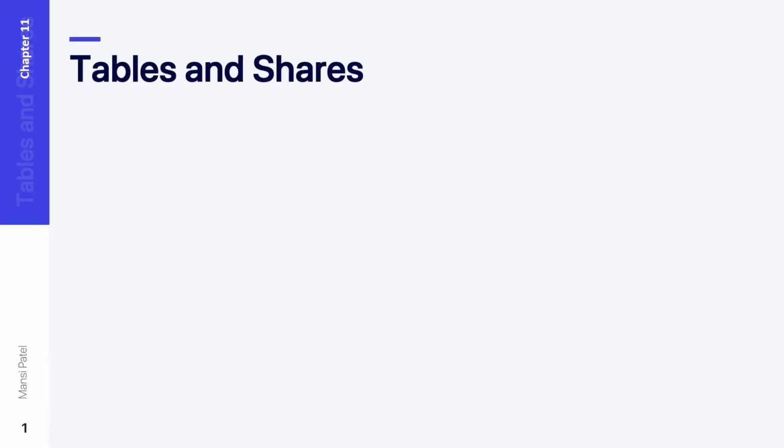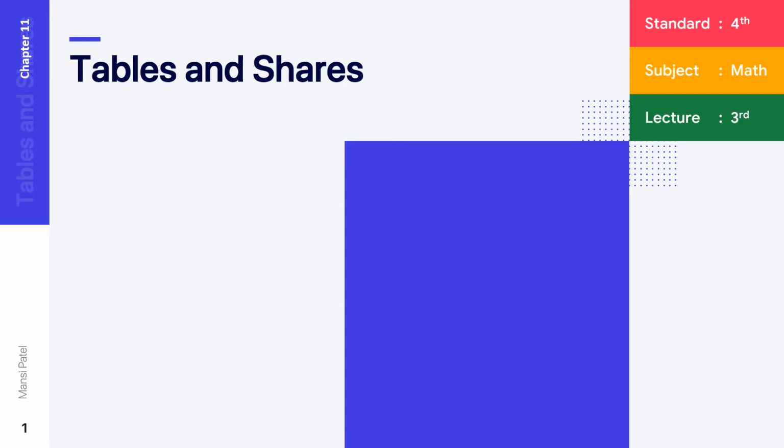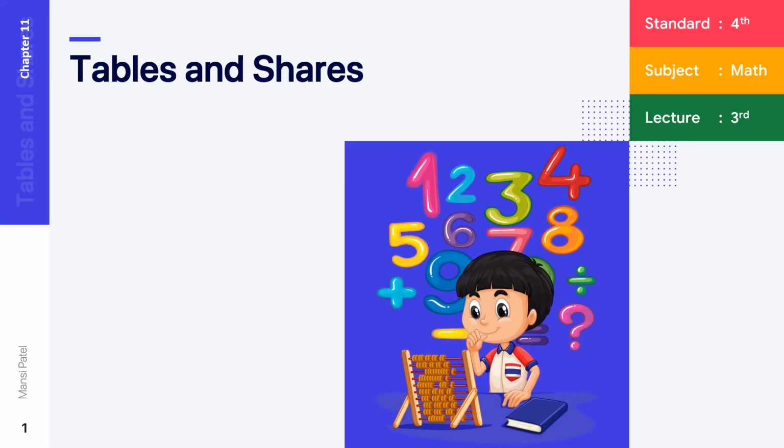As we know already, the name of our chapter number 11 is Tables and Sets. In our previous session, we saw some sums regarding multiplication, then we saw repetitive addition. Now today we are going to study table multiplication, and after that we will see how to do the multiplication. So let us begin our session.